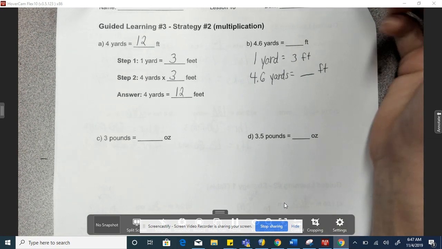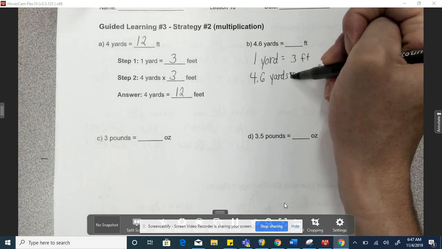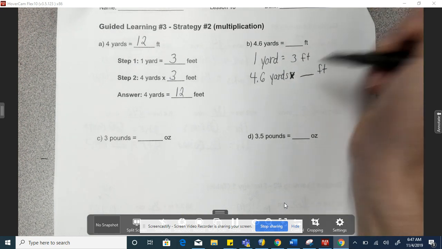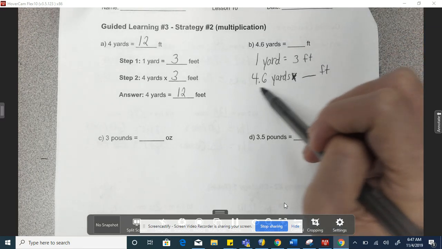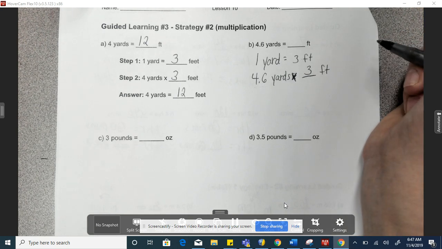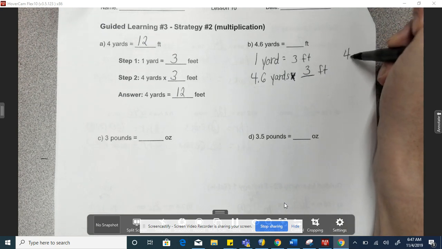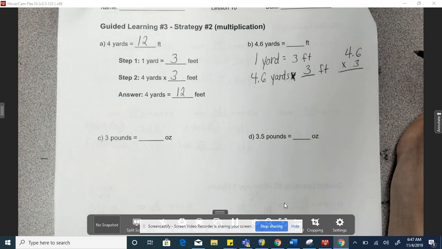Well, to do that, I need to multiply. Oh, and sorry, that's not supposed to be equals. That's supposed to be times. Sorry. Okay. I need to multiply 4 6/10 times 3 feet. I can do that over here if I can't do that in my head, which is fine. We're doing 4 6/10 times 3 ones.